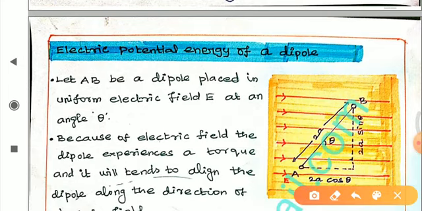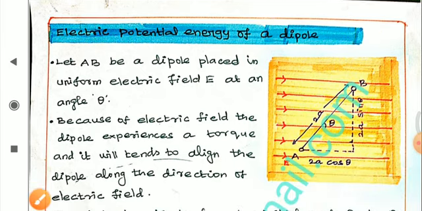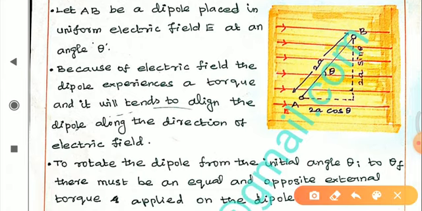Electric potential energy of a dipole in a uniform electric field. Already we have discussed the torque experienced by the electric dipole in a uniform electric field. The same concept, but here we have to understand from this diagram that there are two point charges, dissimilar charges, plus Q at the point A and minus Q at the point B. What is the dipole distance here? That is nothing but 2A. Then it is aligned at an angle theta with the direction of the electric field.